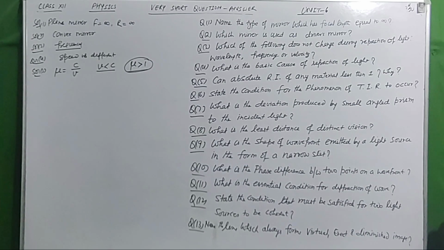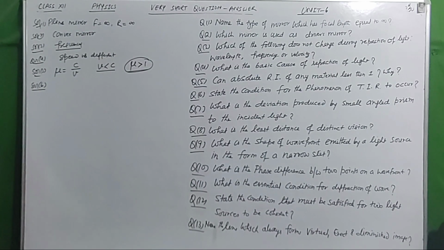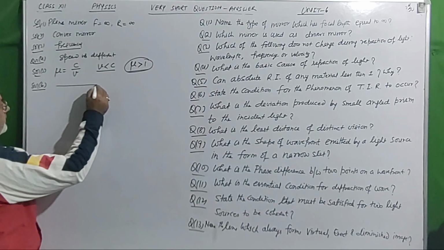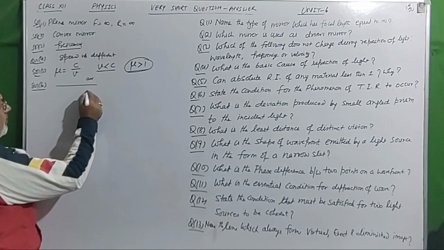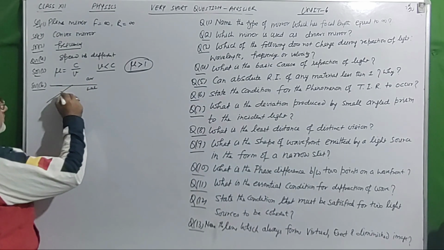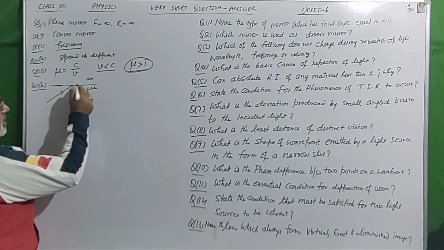State the condition for the phenomenon of TIR to occur. What is TIR? The bouncing back of light when it falls on the interface of the two media, that is called TIR. See it here. यहाँ पे एयर है, यहाँ पे वाटर है, लाइट रे आई और वापस आ गई, राइट?